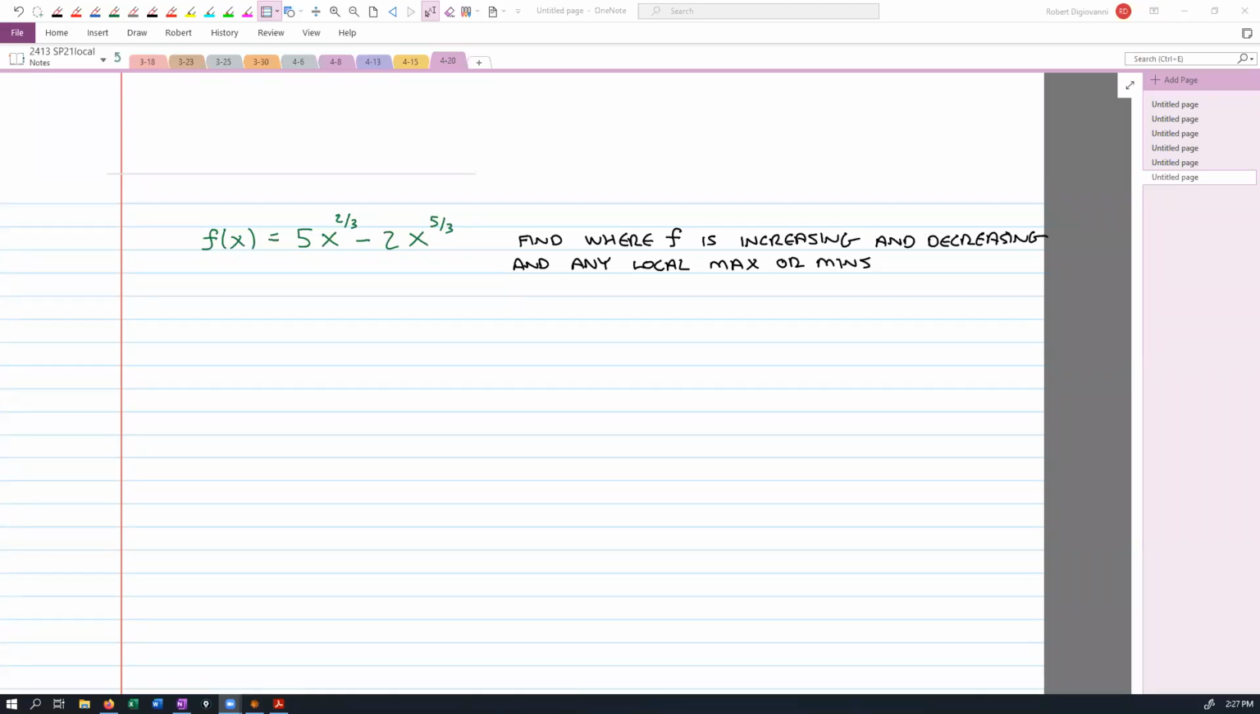Would you all like me to write down the derivative and start setting equal to 0? Sure. Okay, I'll start working it out, but I'll let you keep going.